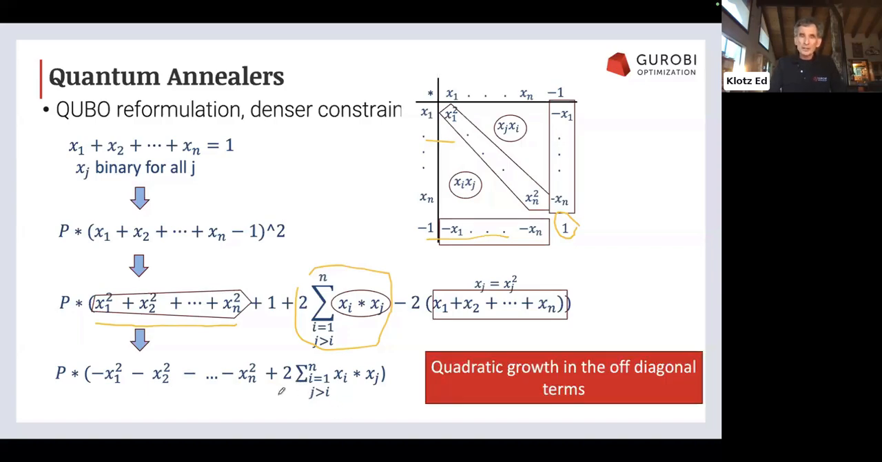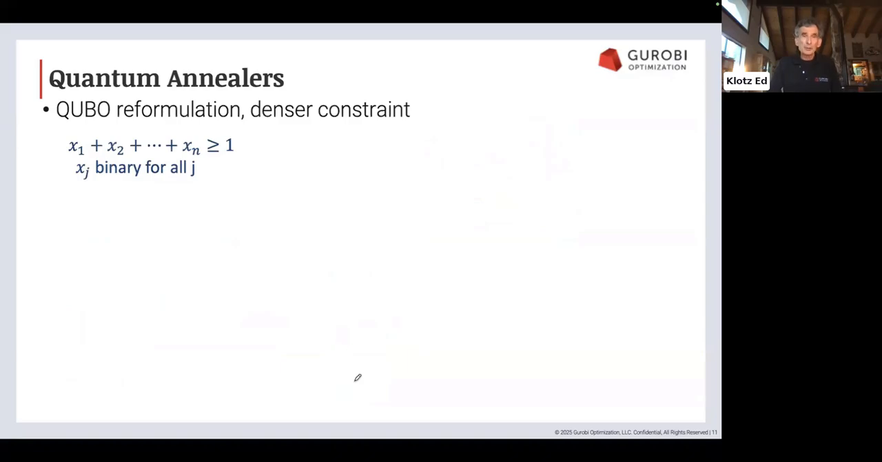A key point here is that these off-diagonal terms, there's quadratic growth as n grows. So this generates a lot of non-zero coefficients in the Q matrix of the QUBO. And as we'll see, that becomes relevant in terms of demanding resources in the annealer computation.